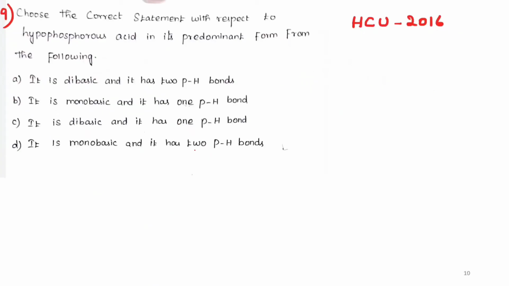Let's go for the next question. Simple question. Choose the correct statement for hypophosphorus acid. Just now see the structure of hypophosphorus acid, right? What is hypophosphorus acid? That is H3PO2. What is the structure? The common structure is P double bond O and OH. This is the common one. Now I put only H, H.